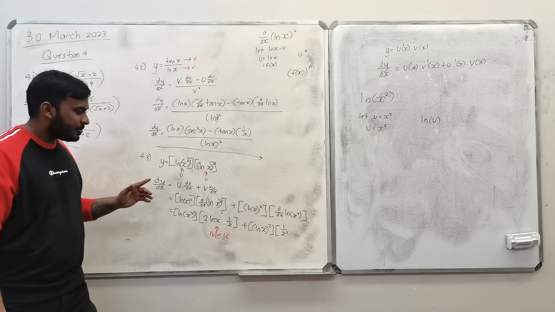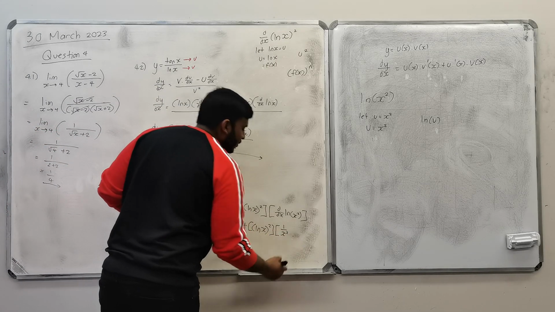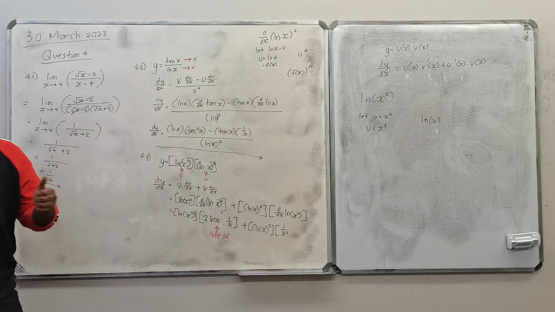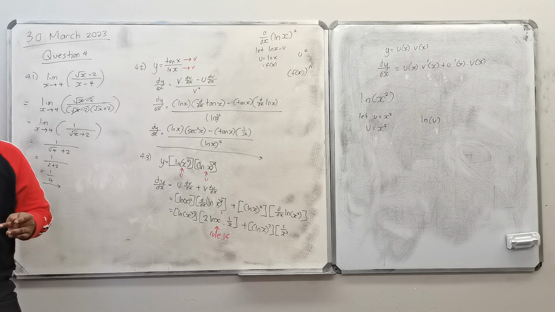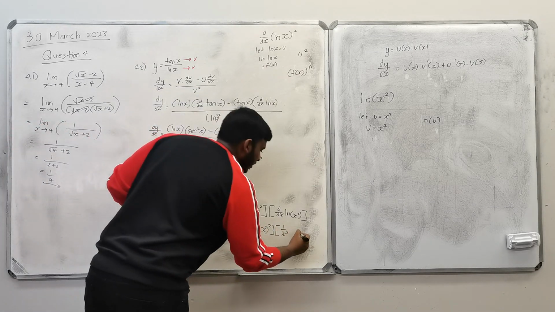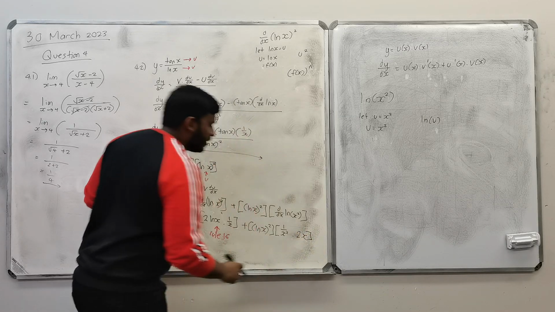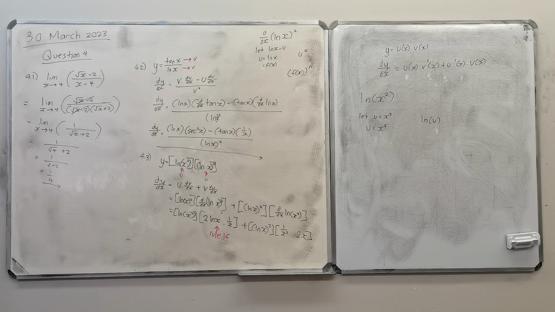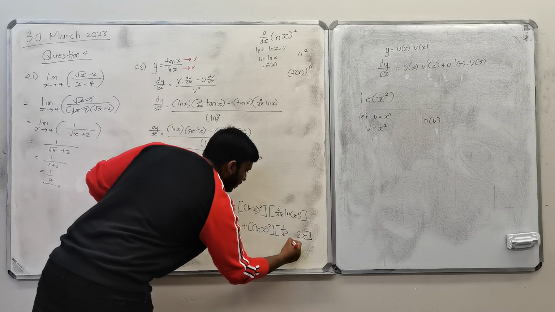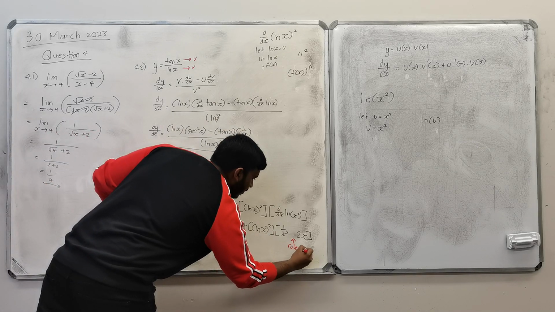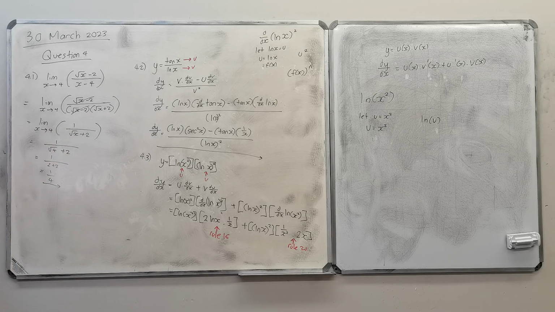Times d over dx times f of x. So it's times the derivative of f of x. f of x is x squared. What's the derivative of x squared? 2x. So this is 2x. That's your answer. That whole thing is your answer.